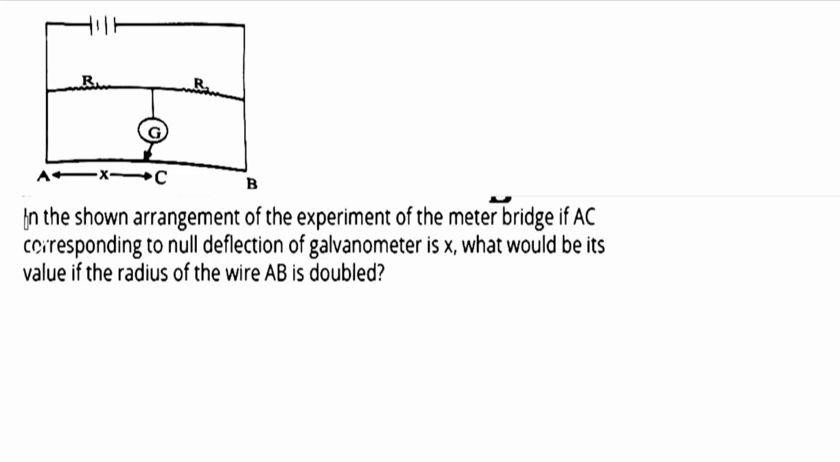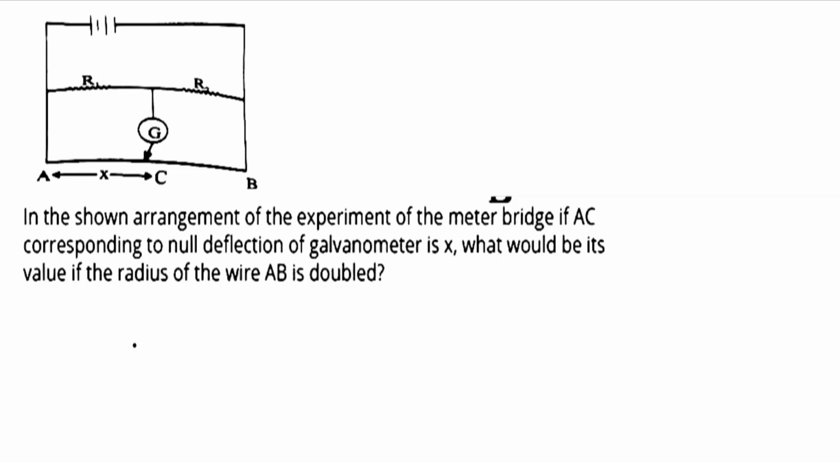So guys, here in this question it is given that in the shown arrangement of the experiment of the meter bridge, if AC corresponding to the null deflection of the galvanometer is x, what would be its value if the radius of the wire AB is doubled? So he is asking what if this radius of the wire AB is doubled.